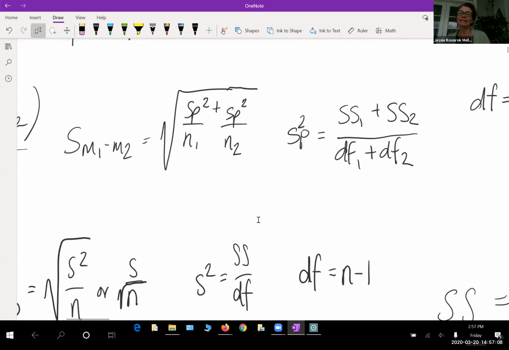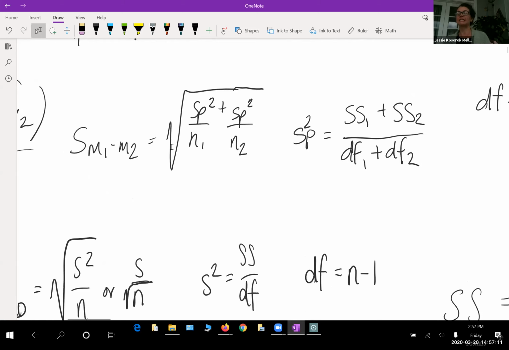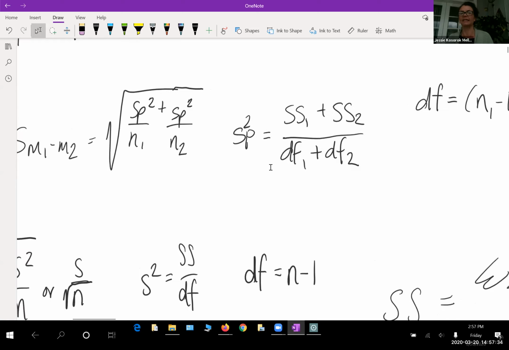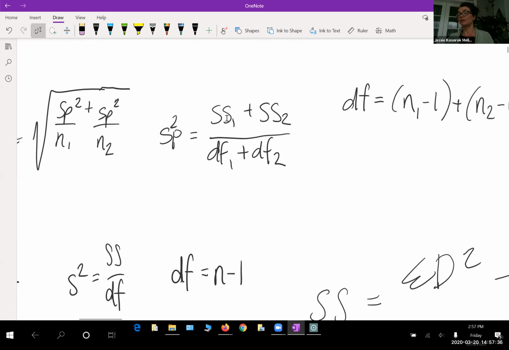So what you're getting at to find the standard error of the differences is you're still comparing, just like in a single t, the variance, only because we now have two different groups, we have to pool their variance. So you're going to take the pooled variance over its respective sample size for sample 1 and sample 2 and take the square root of that. Well, how do you find a pooled variance? Well, you have to add the sums of squares and take that with respect to the degrees of freedom.